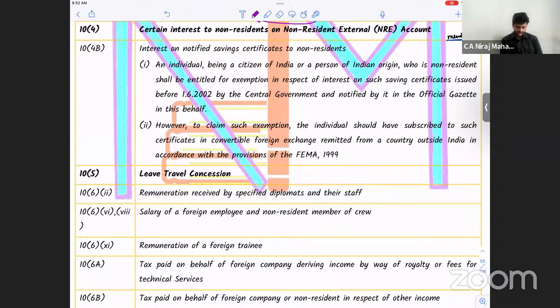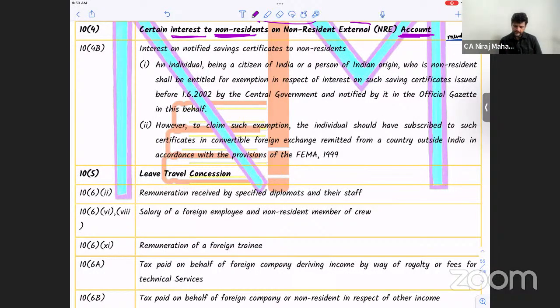10:4. Certain interest to non-residents on NRE external account. Okay, pay attention. We are talking of a bank account. Who will use that bank account? Use the common sense over here. Non-resident. So it is an account only for non-residents.